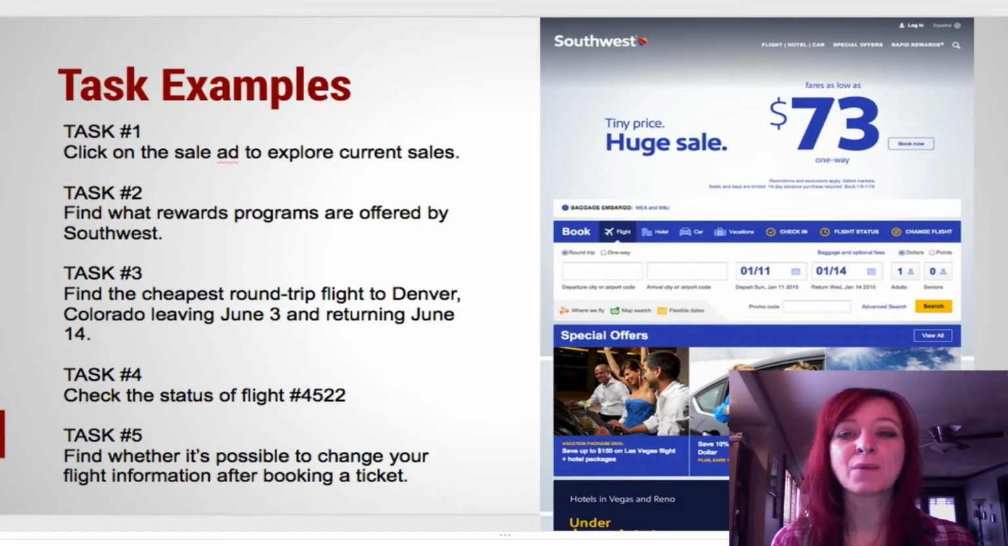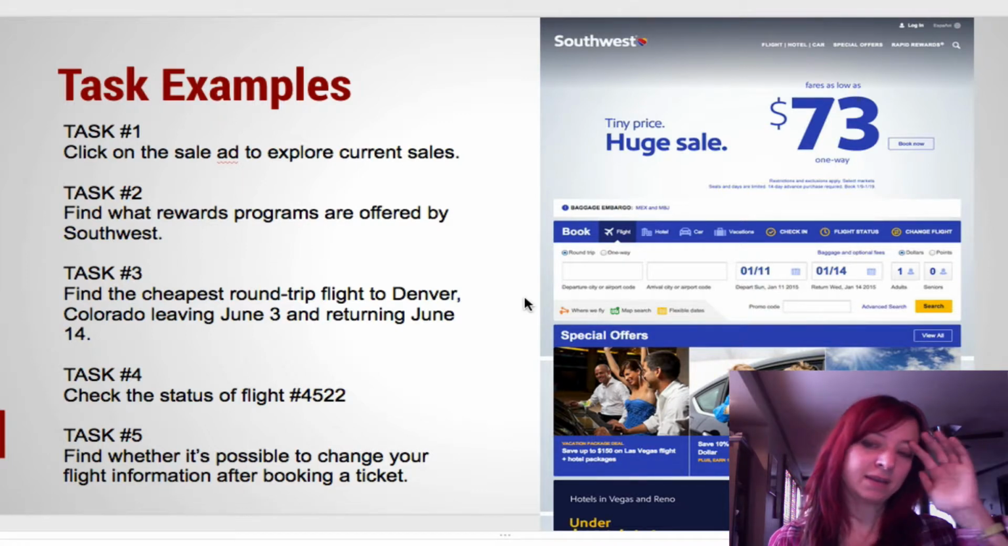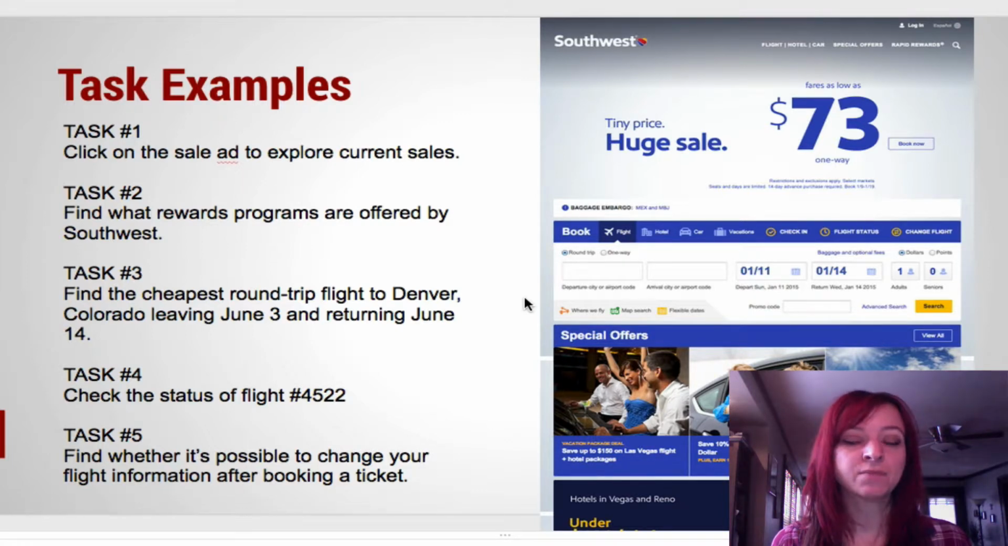And that's going to tell me whether or not they understand that this right here is an ad that they can click, and then it's going to help me sort of figure out what they might do when they're exploring those sales. How might they explore them? Task number 2, find what rewards programs are offered by Southwest. That's going to help me determine whether or not people can understand that Southwest Airlines website has rewards programs and sort of figure out whether or not they're prominent, which may or may not be a business goal.